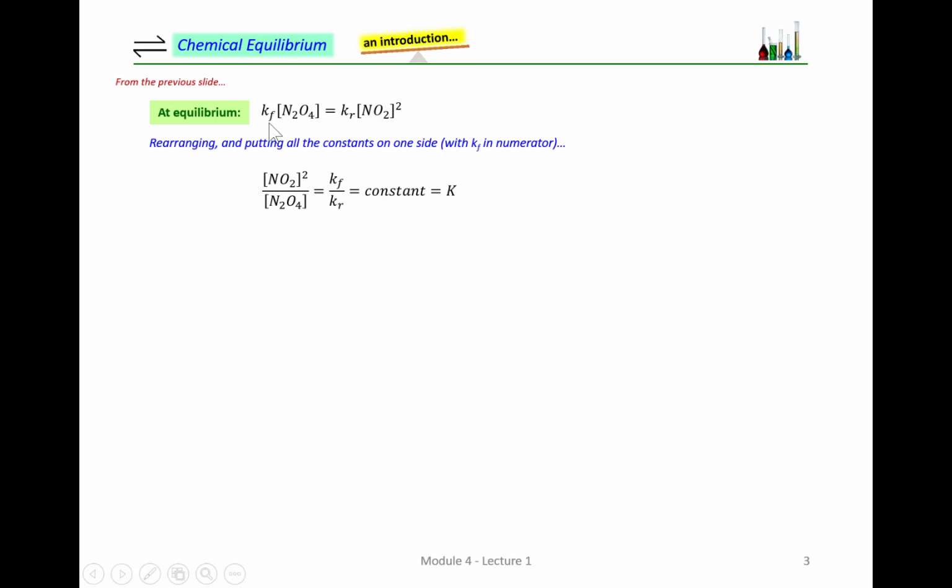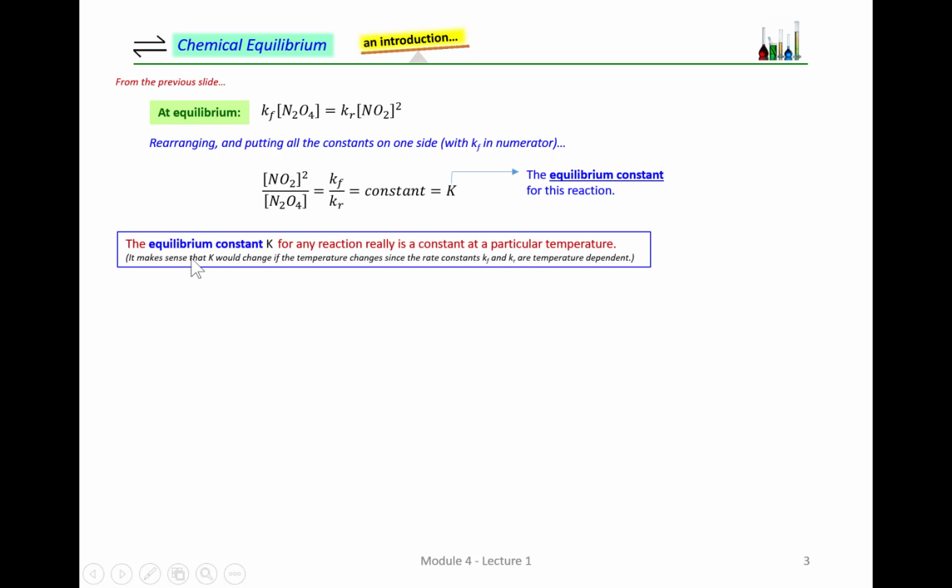And so if we do that, we have the NO2 concentration squared divided by the N2O4 concentration equals the forward rate constant divided by the reverse rate constant. Since these are both constants, the entire expression is a constant, which we'll call capital K. This will be called the equilibrium constant for this reaction.